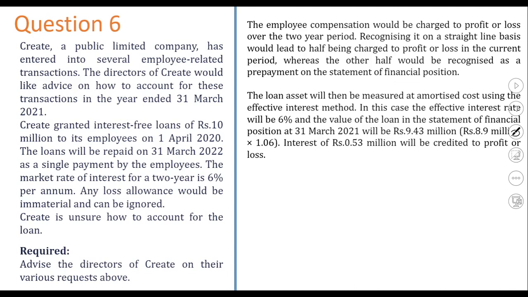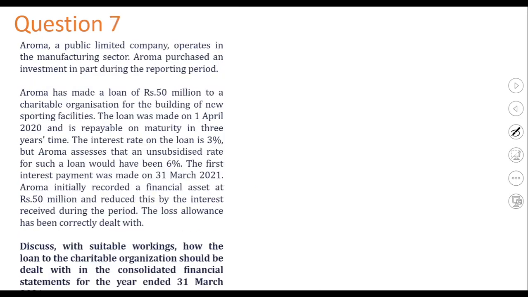In this case, the effective interest rate will be 6% and the value of the loan in the statement of financial position as at 31st March 2021 will be 9.43, that is present value using that effective interest rate, right? You are charging 0.53 million as an interest income, not a charge, you credit this interest income to your P&L, while the other entry is a debit to the financial asset account.